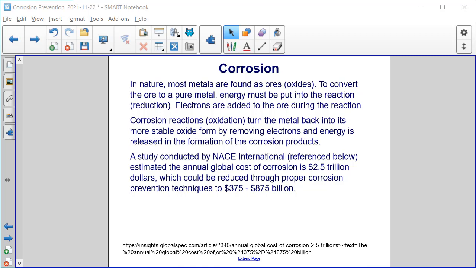A study conducted by NACE International, which is referenced in the link below here, estimated the annual global cost of corrosion is $2.5 trillion, which could be reduced through proper corrosion prevention techniques to $375 to $875 billion.